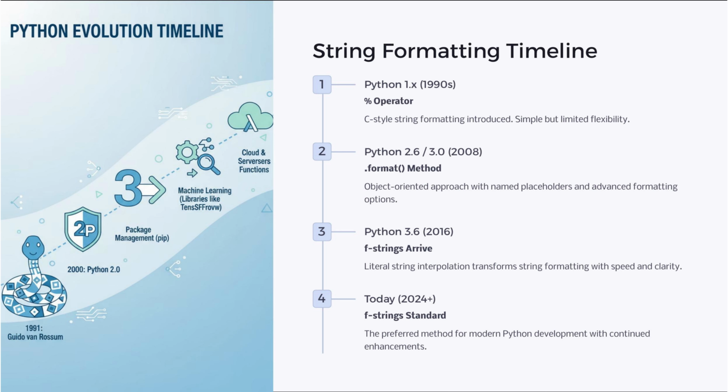String formatting in Python has evolved significantly. Initially, the percent operator offered basic C-style formatting. Python 2.6 introduced the .format() method, enhancing flexibility with named placeholders. Python 3.6 revolutionized this with f-strings, offering speed and clarity. Today, f-strings are the standard, continually improving modern Python development.